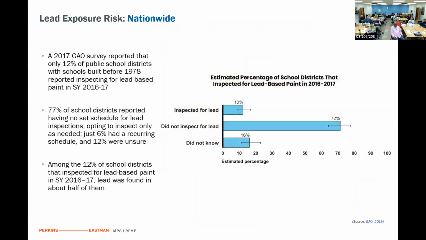And finally, I think this is the most interesting component: in 2017, the GAO survey looked at schools that had buildings from before 1978, which would presumably have lead present in some of their buildings, and almost 90% of them either did not inspect for lead that year or didn't know if they had. Of the 12% that reported they did inspect, half of them found lead in at least some of their schools. And of those surveyed, only 6% had a recurring schedule for lead inspection. So it's a big challenge of the unknown for a lot of districts across the US.